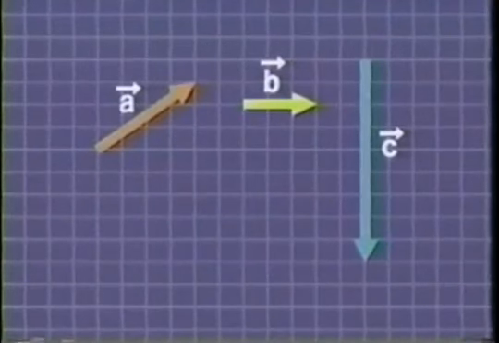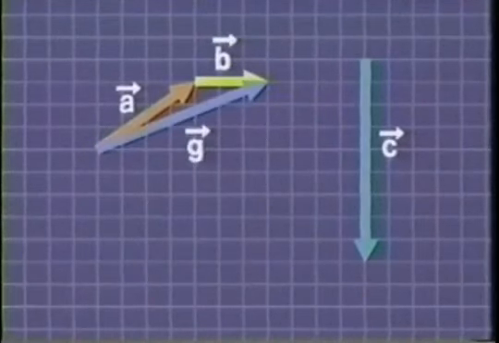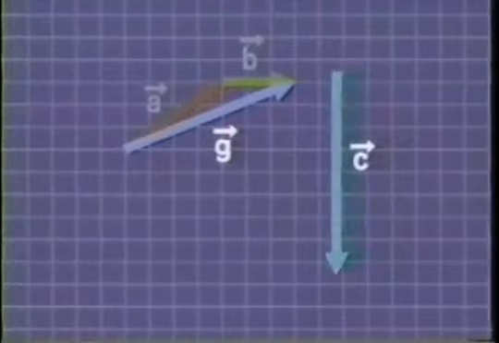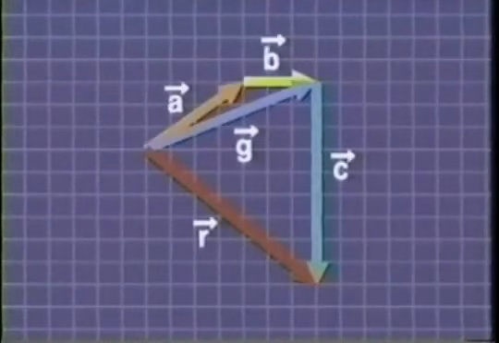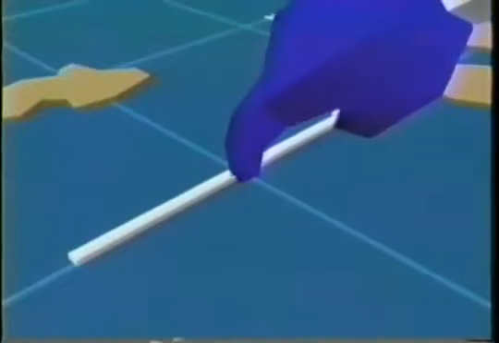Let's add three vectors together, A, B, and C. First, we'll add them using geometry. Slide A and B together and label the resultant G. Now slide C over to the end of G. So the resultant R is the sum of all three vectors. Sliding vectors around is simple in animation, but on paper things don't slide so easily. We need a better method, and ordered pairs are just the thing.